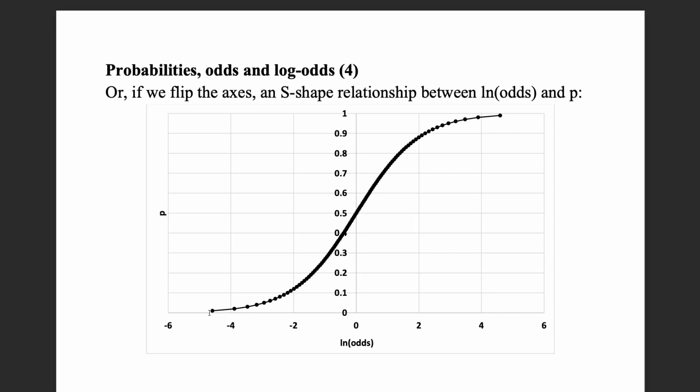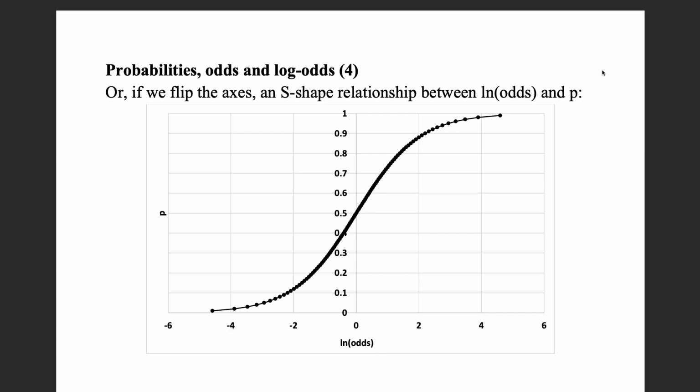And then as the probability goes up, the log odds increase increasingly fast, and then they increase even further, and then they start increasing slower and slower again. In other words, if we transform probabilities into log odds, we get a relationship between log odds and probabilities that is shaped like the letter S. So this is an S-shaped relationship.